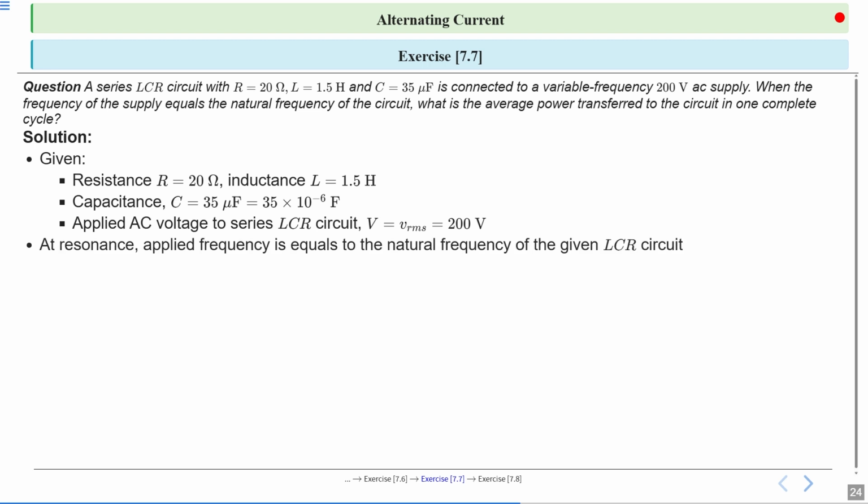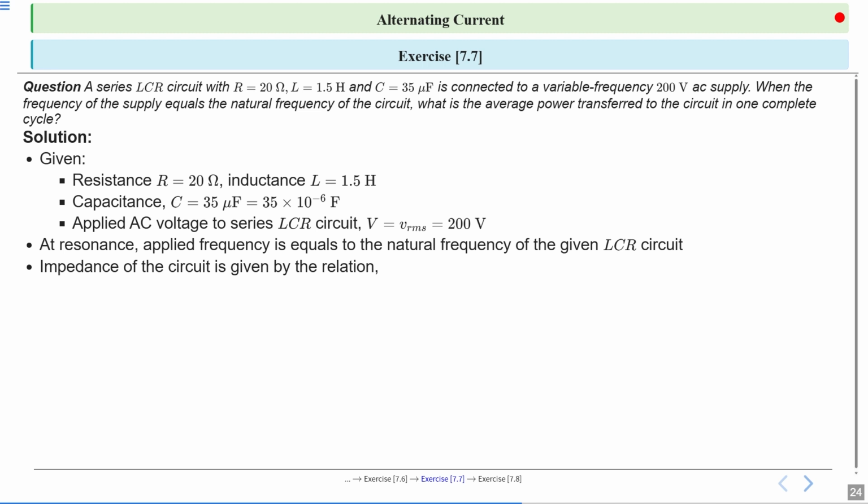So at resonance, I have mentioned what type of condition it is, when the frequency of supply equals the natural frequency. They didn't mention directly that it is resonance, but they have twisted their words. So that is the condition of resonance. At resonance, the applied frequency is equal to the natural frequency of the given LCR circuit.